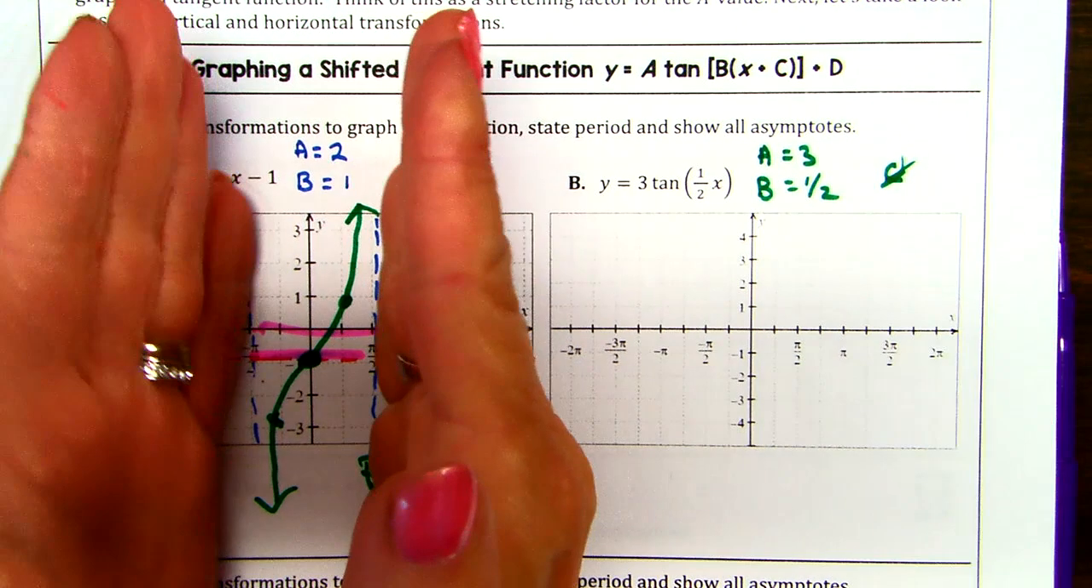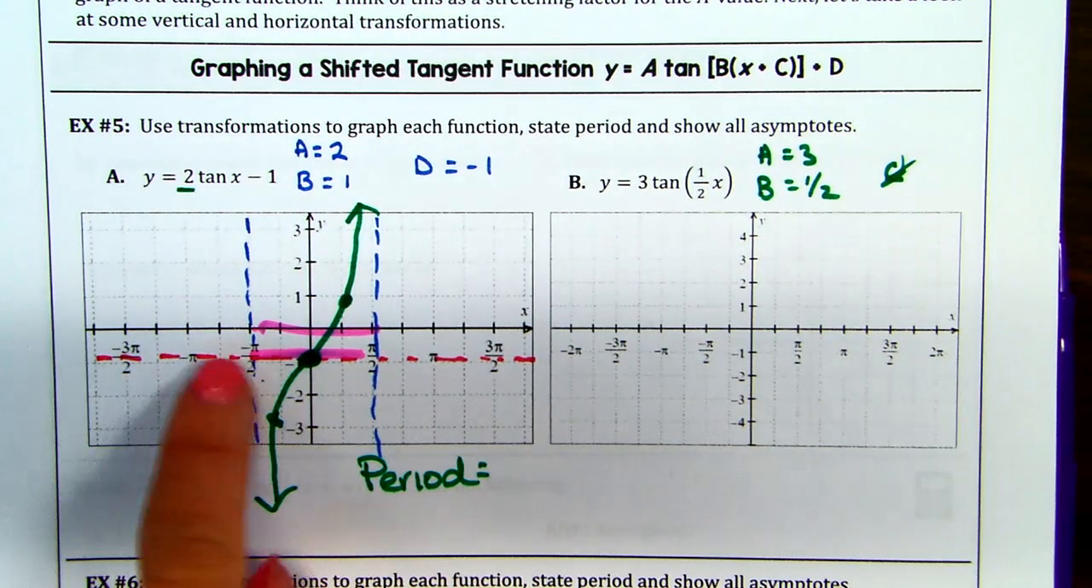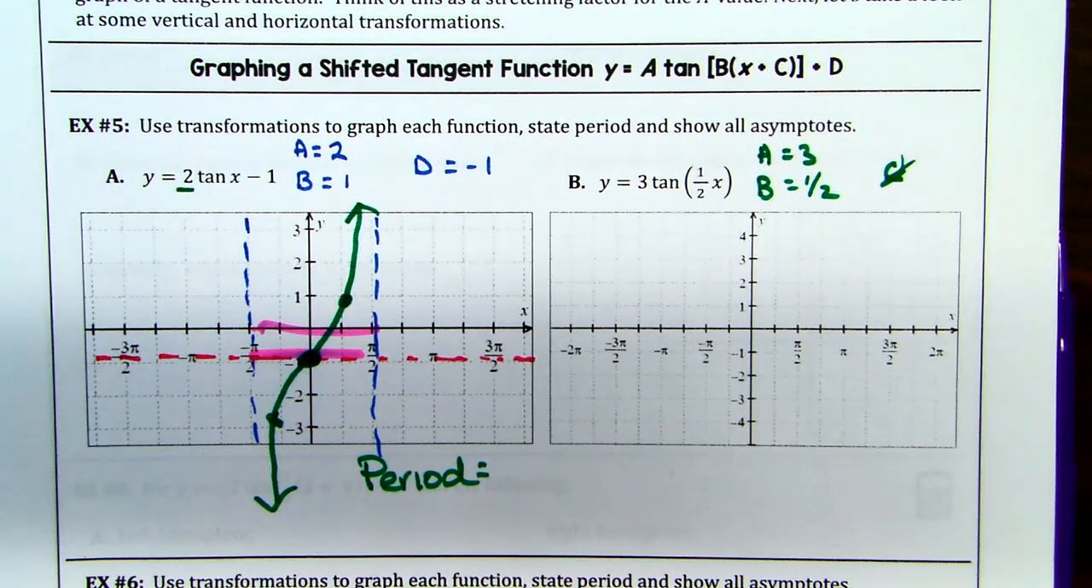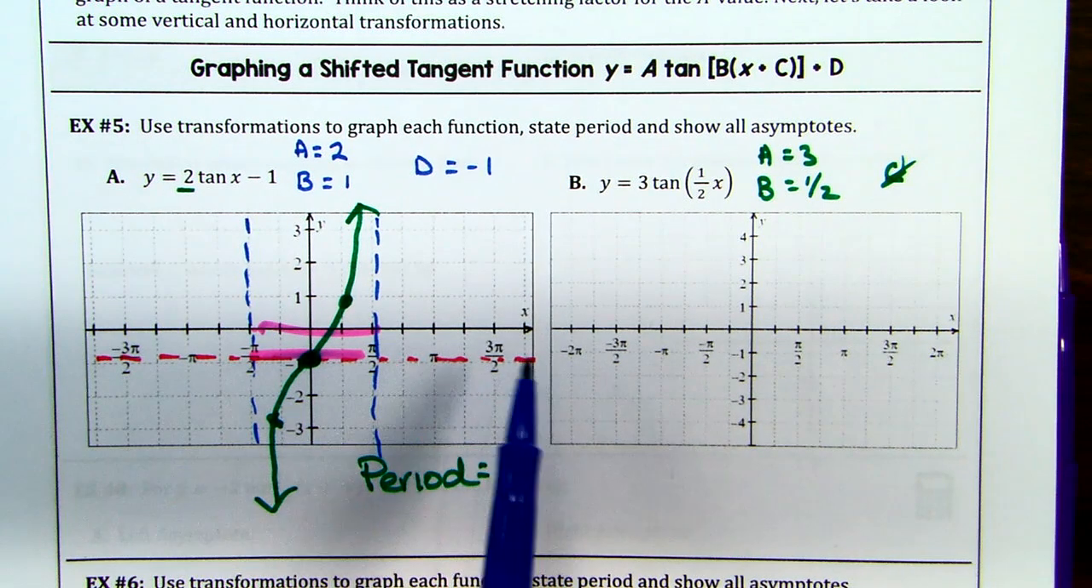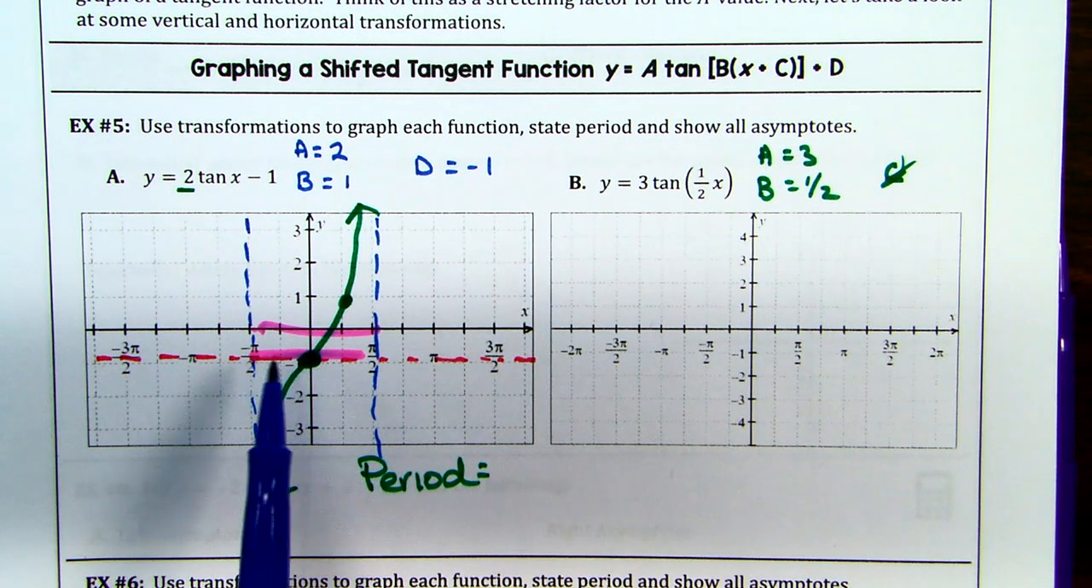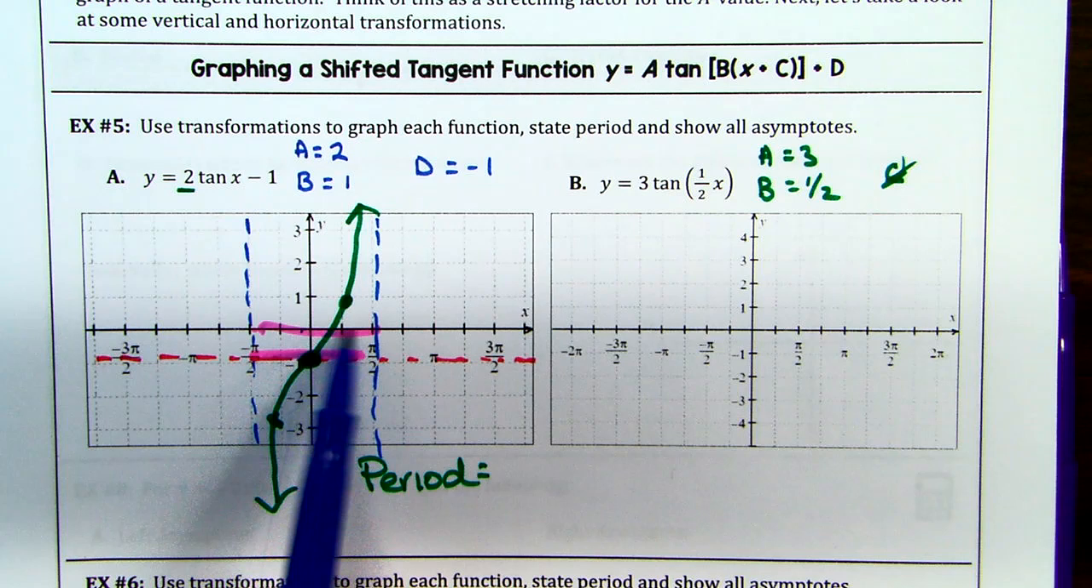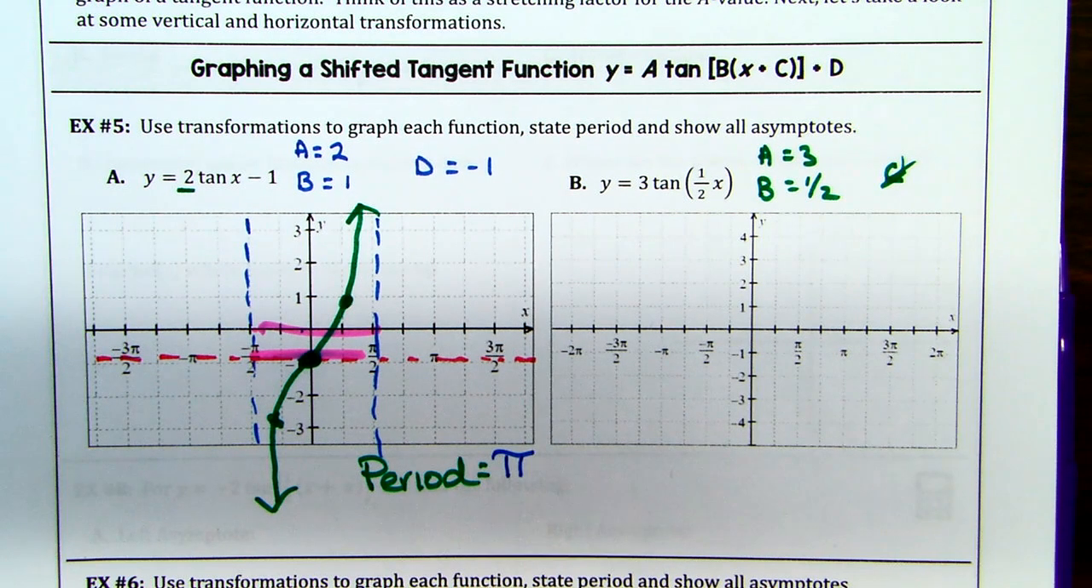These are, in my opinion, very visual. Most of you could probably just look at that and tell me what the period is. What is the period? Pi, right? Remember, it's distance. Half a pi plus half a pi is pi. But there's an algebraic way of finding it as well.